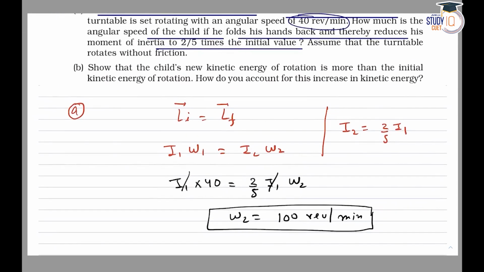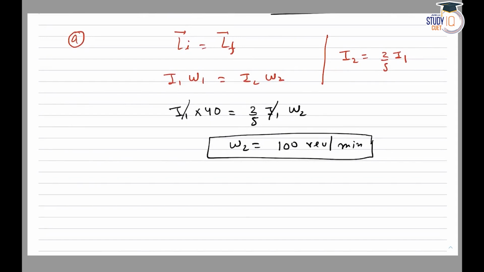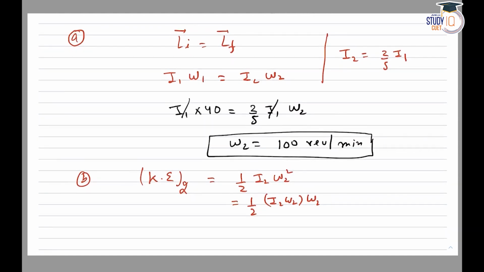Now the second part: the child's new kinetic energy is more than the initial, and how do you account for this increase in kinetic energy? So we first have to prove that the final kinetic energy is greater than the initial kinetic energy, as part B. The kinetic energy in the final situation, that is kinetic energy in situation 2, can be written as half I2 omega 2 squared. This can be converted into half I2 omega 2 into omega 2.